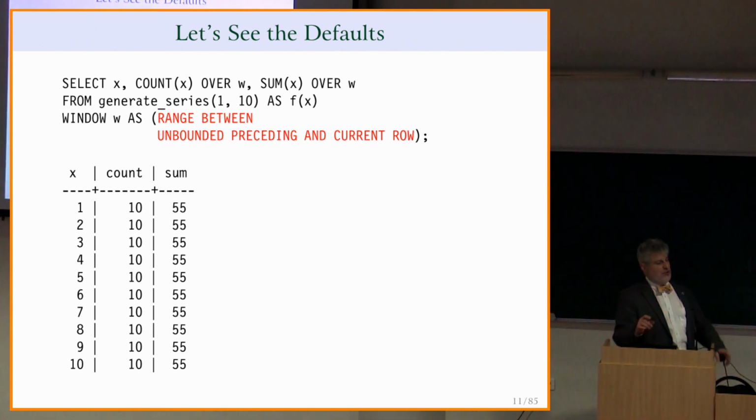I mentioned that when you use parentheses, you get a default. Here in red, indeed, is the default. It's a very cryptic set of words, which doesn't even mean what it looks like it means sometimes. Range between unbounded preceding and current row is the default clause that you get when you don't specify anything in the parentheses. We'll be coming back to this red section later on. I'll explain exactly what that means.